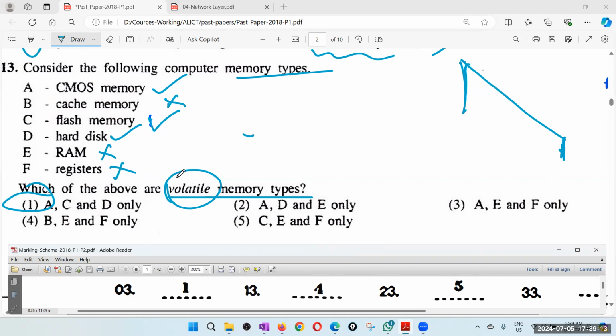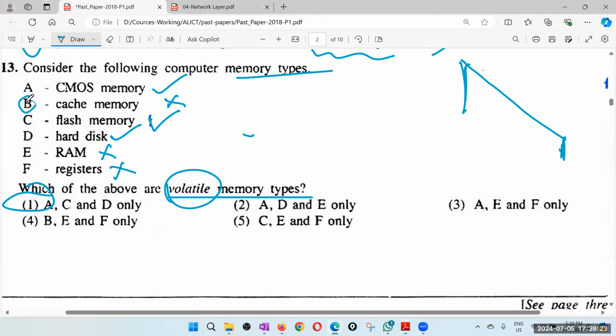Sorry, volatile. Sorry for that. What the examiner is looking for is volatile, and I looked at the completely opposite answer. So volatile means B, E, F. What I marked is non-volatile. The examiner asks volatile, so that is unfortunate. Don't make that kind of mistake in the exams. So the volatile storage are B, E, F. It's completely opposite of what I marked. Okay, B, E, F. Sorry for that.